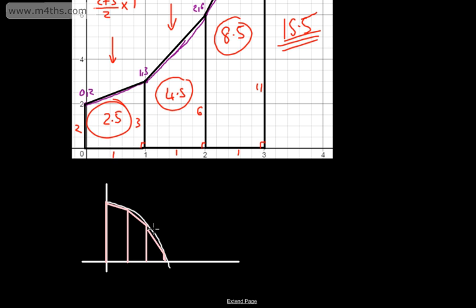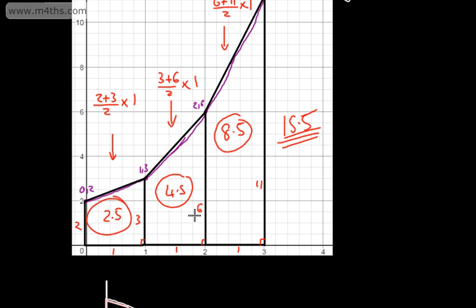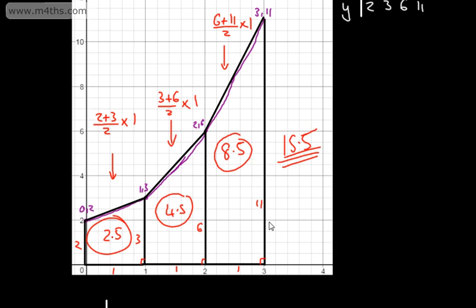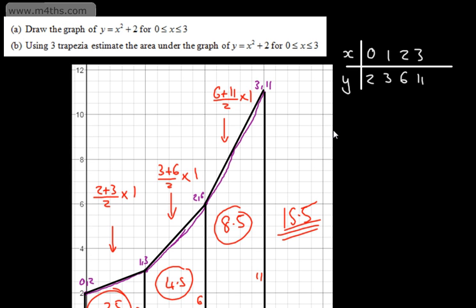And again, later on in your studies, you will look at techniques to actually find the area. We say that it's the integral of x squared plus 2 between 0 and 3. But again, that's beyond the scope of this particular course. So hopefully that's helped out.